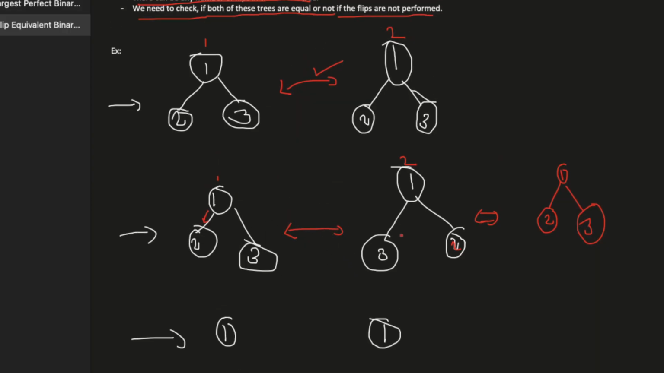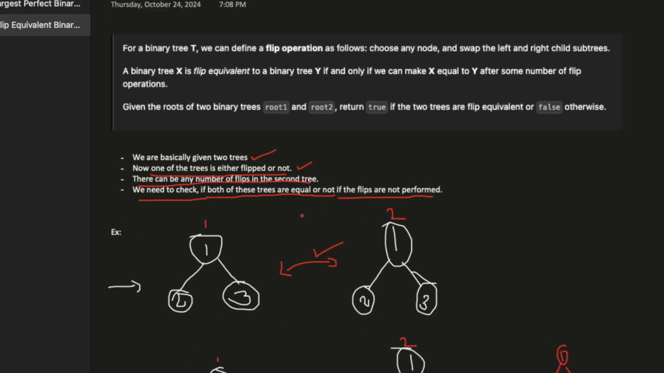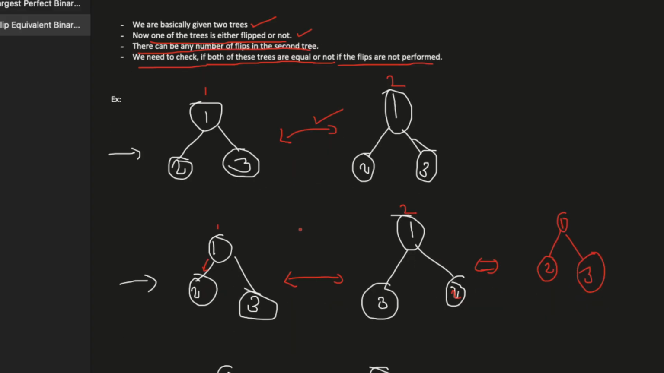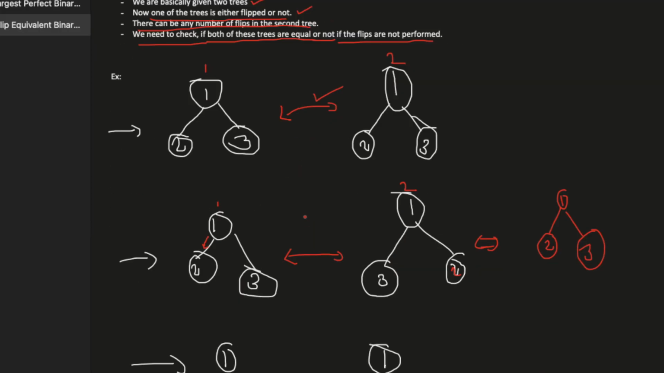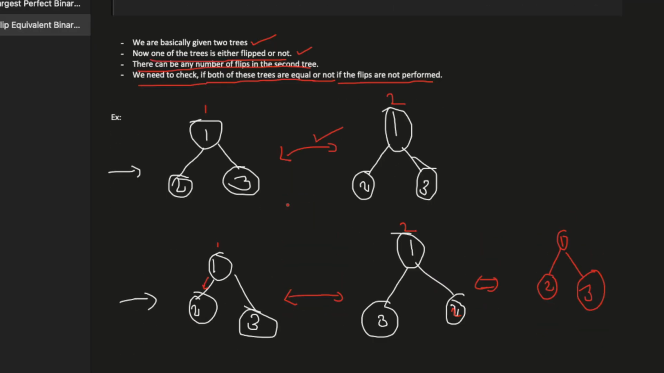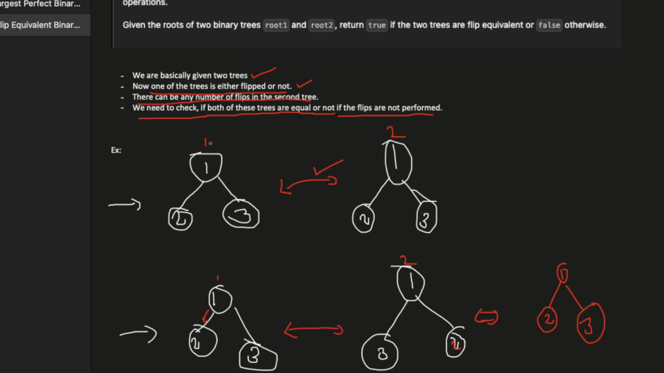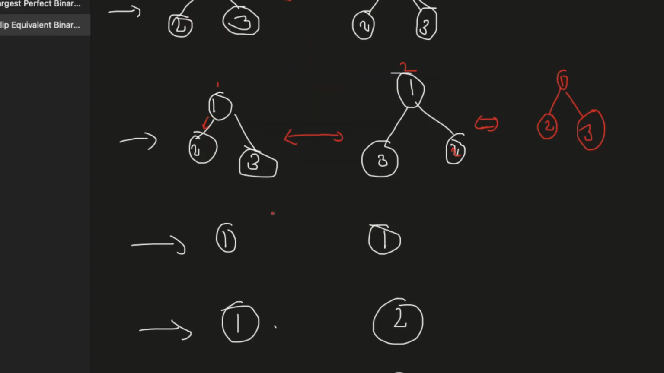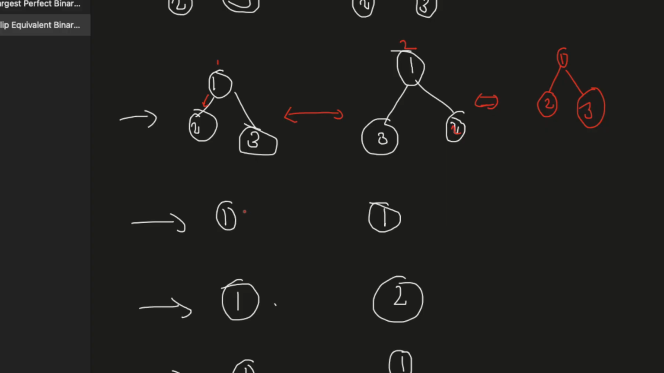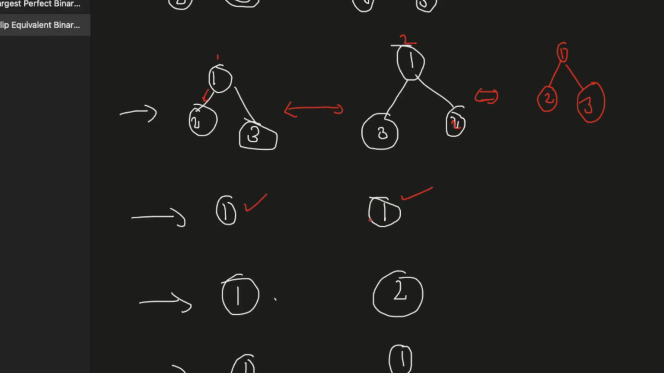So this is the question. We need to return true if the tree is flip equivalent. Otherwise, we need to return false. That's it. So let's try to break down the problem. When it comes to trees, it's really better for us to think by breaking the problem into subproblems. Let's try to think when we have only one node. Let's say we have only one node in the tree.